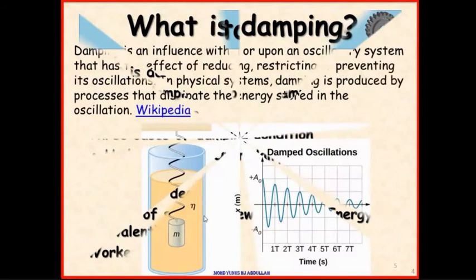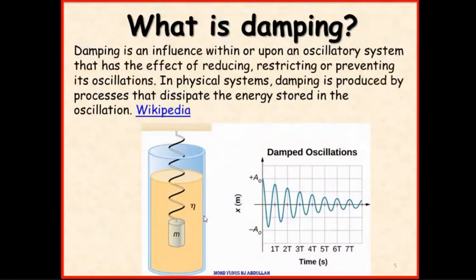Okay, this is damping. We start with damping because we are now dealing with free damped vibration. So what is damping? Damping in Wikipedia, you can read on your own: damping is an influence within or upon an oscillatory system that has the effect of reducing, restricting, or preventing its oscillation. And you know well that when the amplitude becomes smaller and smaller, as illustrated by the graph beside the spring mass system here, energy is also being dissipated, meaning the energy becomes smaller and smaller, and that is why energy conservation will not be present in this kind of topic.